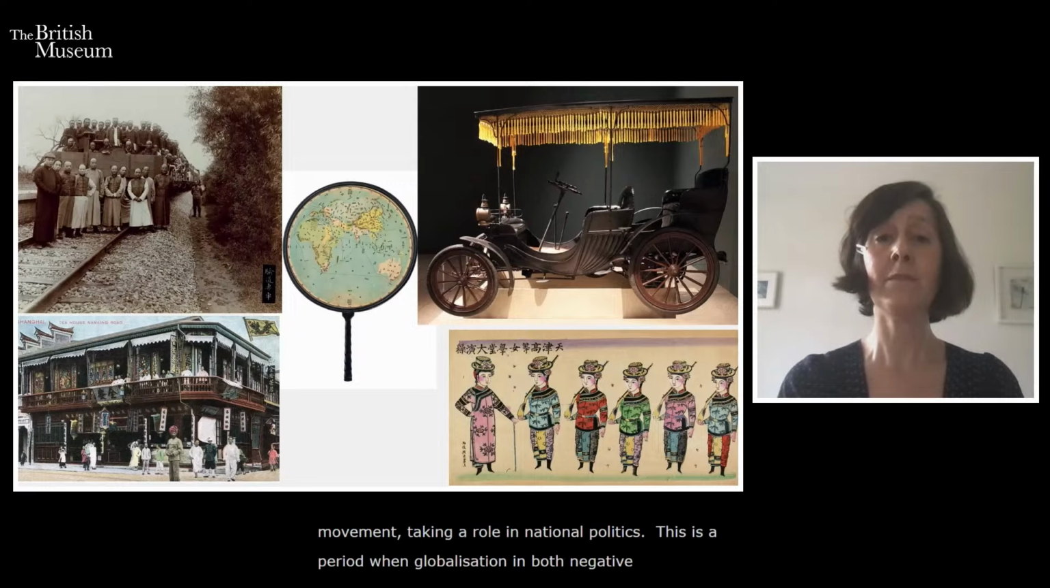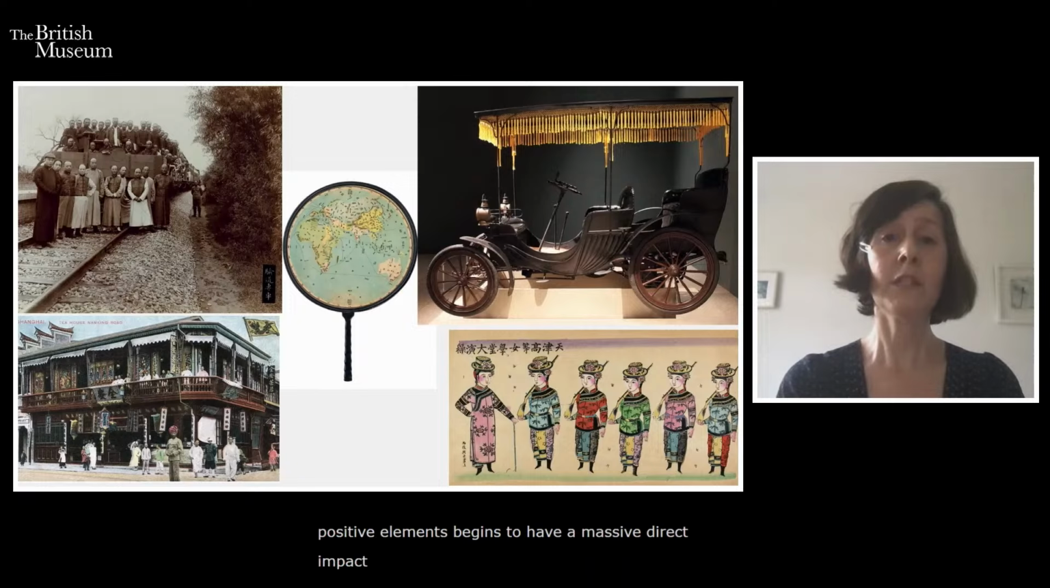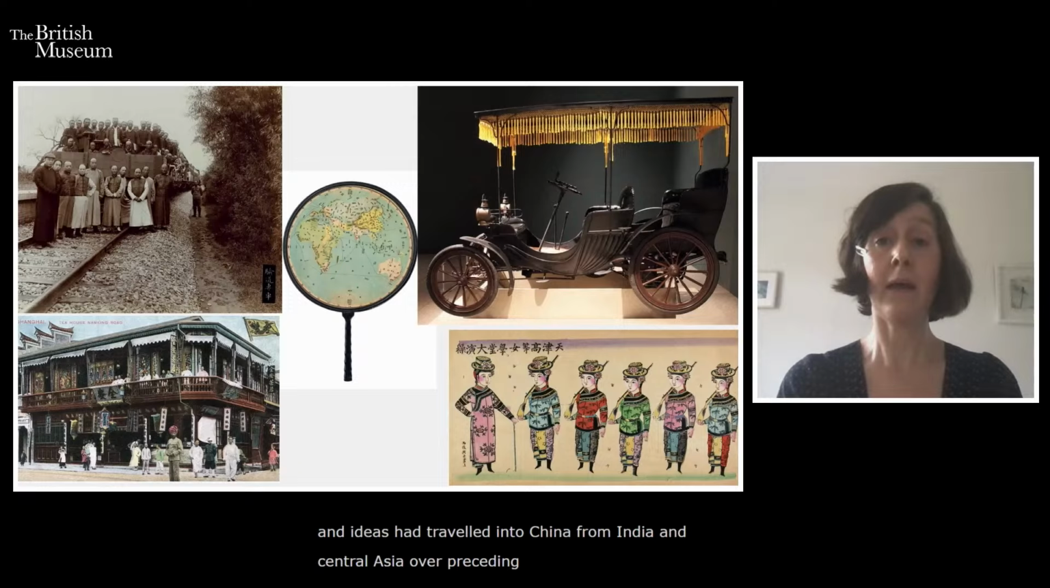lived experience in China. Of course, the Chinese Empire had long been in contact with other parts of the world. Many technologies, objects, and ideas had traveled into China from India and Central Asia over preceding millennia. Metallurgy, plants, religious systems like Buddhism, and so on. And Chinese ideas and objects had traveled in the opposite direction. By the early modern period, the Ming Chinese Empire was at the center of the global luxuries trade, a position the country maintained until deep into the 19th century, at least.